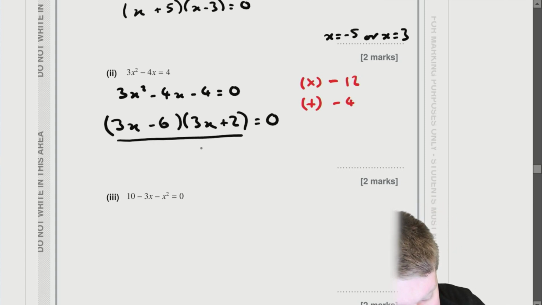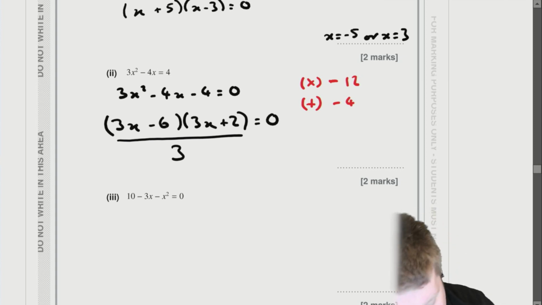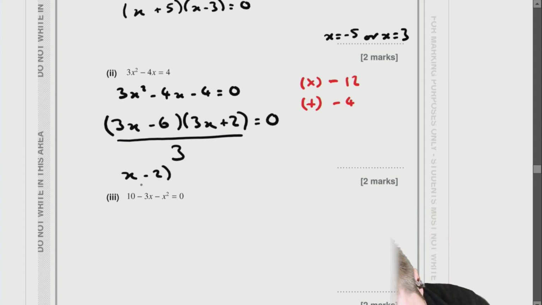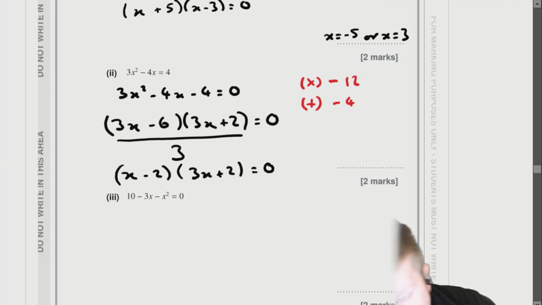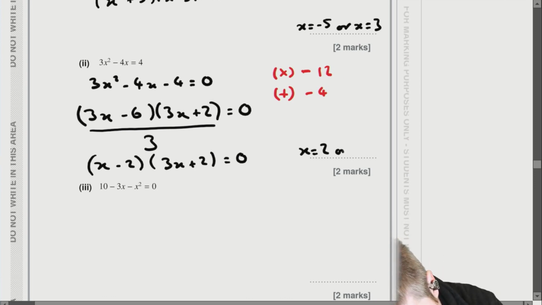And then I just need to divide this bracket by 3. So it's obvious here, I think we should divide the first bracket by 3. That leaves us with (x minus 2)(3x plus 2) equals 0. And then from here I can just solve these two brackets. So I get x is equal to 2 or x is equal to negative 2 over 3.